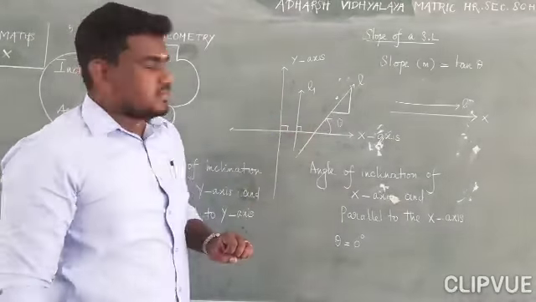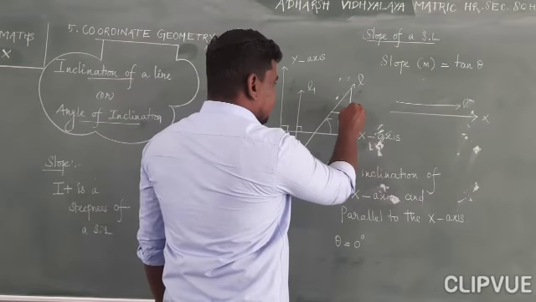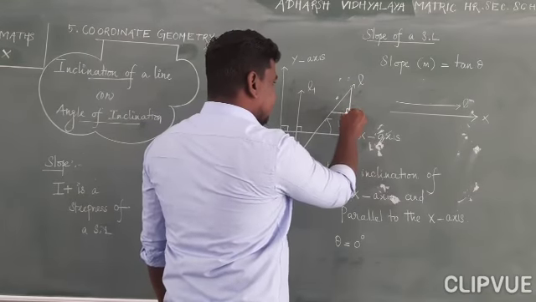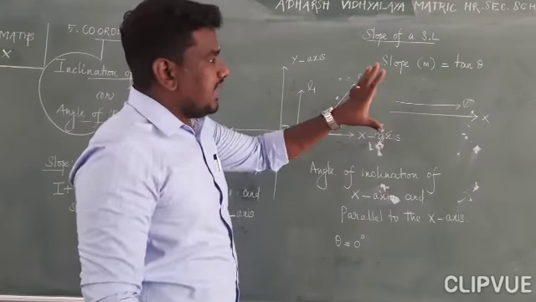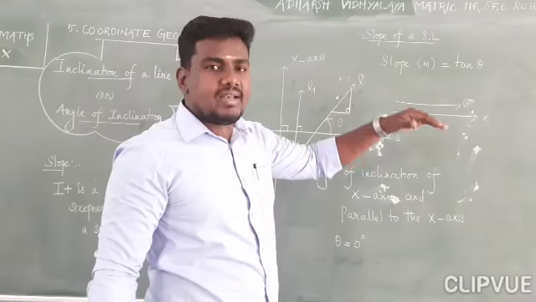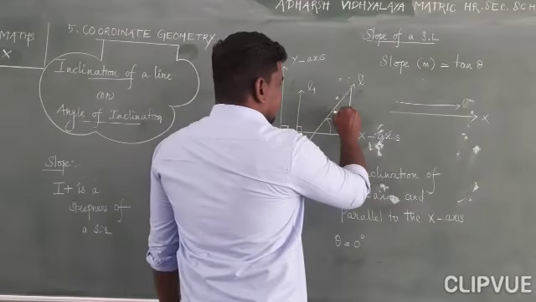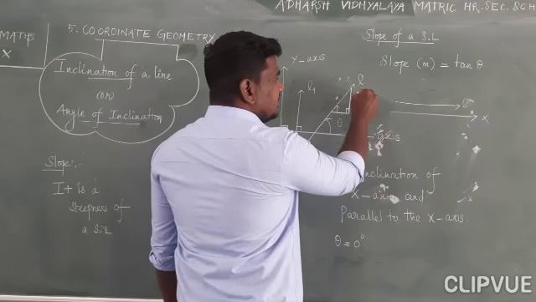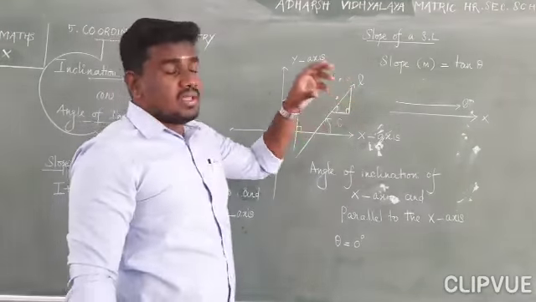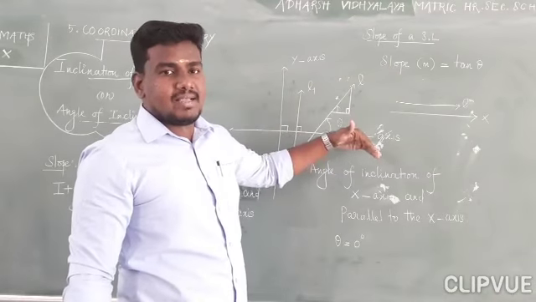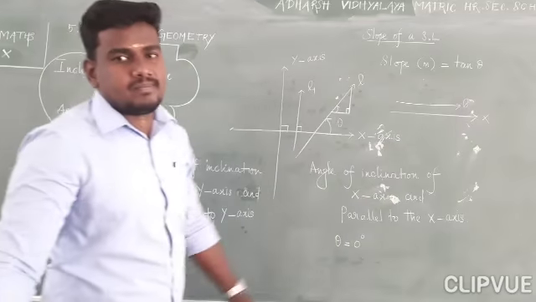How does tan theta come? If you take this right triangle, it is 90 degrees, and this is the hypotenuse. If we calculate tan theta, it is the ratio between the opposite side and the adjacent side. So which is the opposite side? This is the opposite side, this is the adjacent side. So tan theta is equal to the ratio between the opposite side and the adjacent side. That's why we say slope m is equal to tan theta.